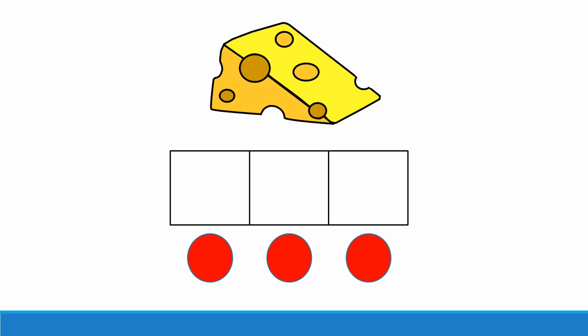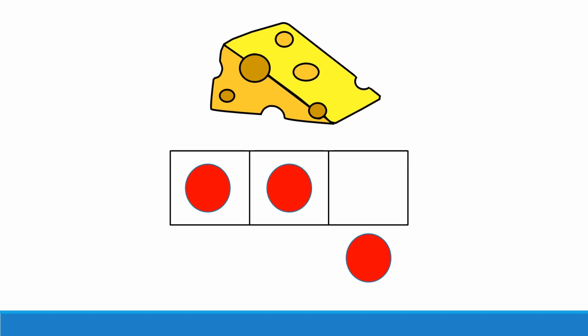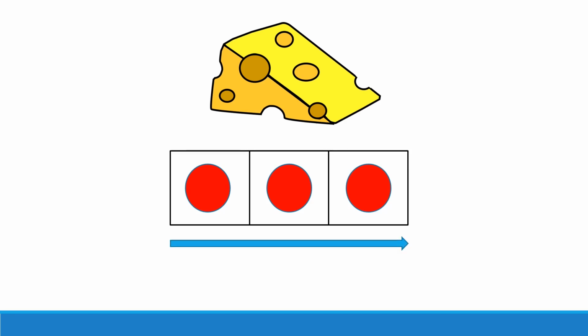Let's look at an example of one using the word cheese. Move 1 counter for each sound into the box. Ch, e, s, cheese.